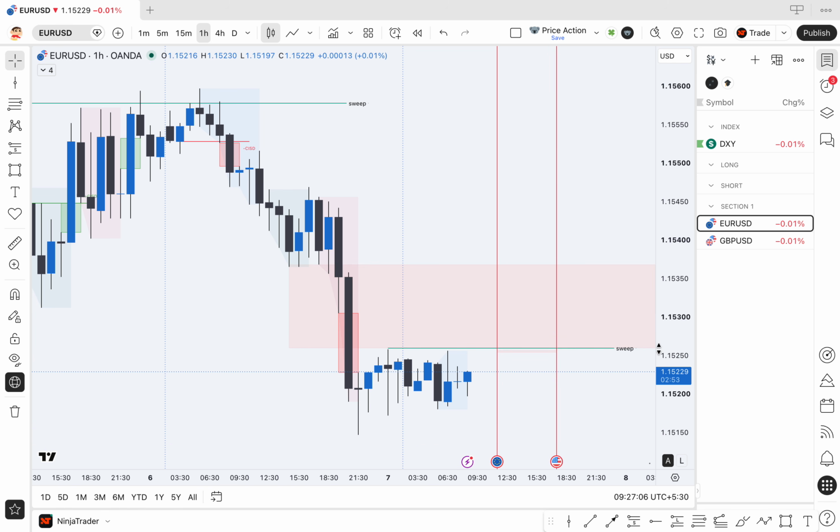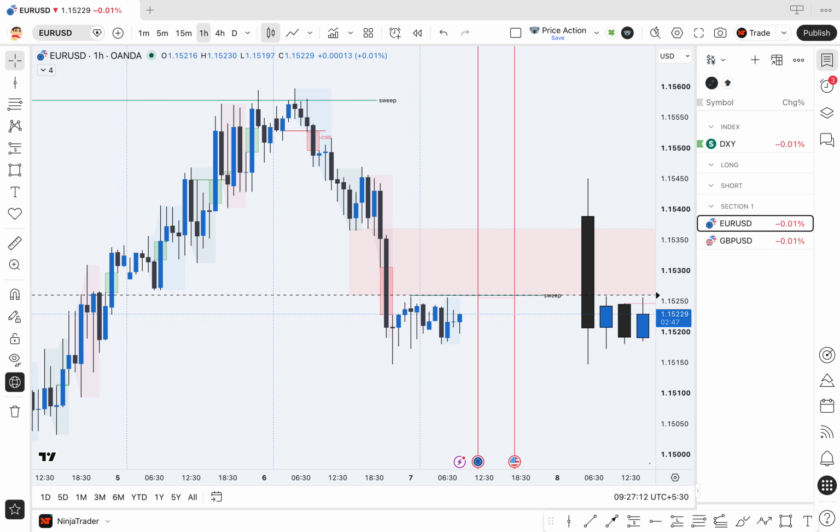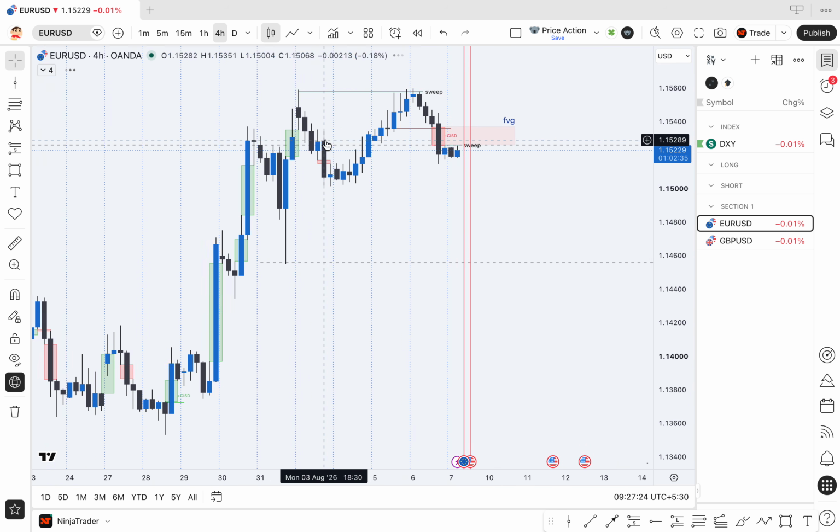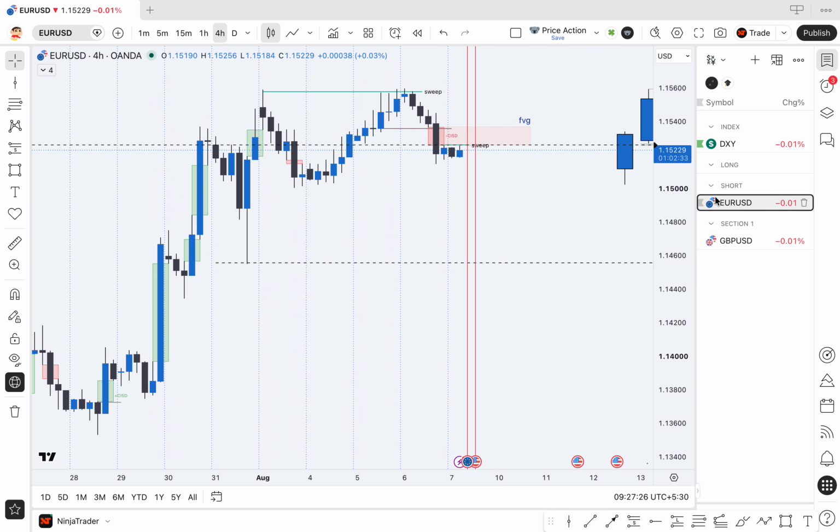So I'll put my stop loss here. Sorry, my alert here. So it's a really good trade idea. We have a swing point. We open today, sweep Asia liquidity, sweep the swing point, tap into fair value gap, and then we continue going bearish. So I will put it into shorts.